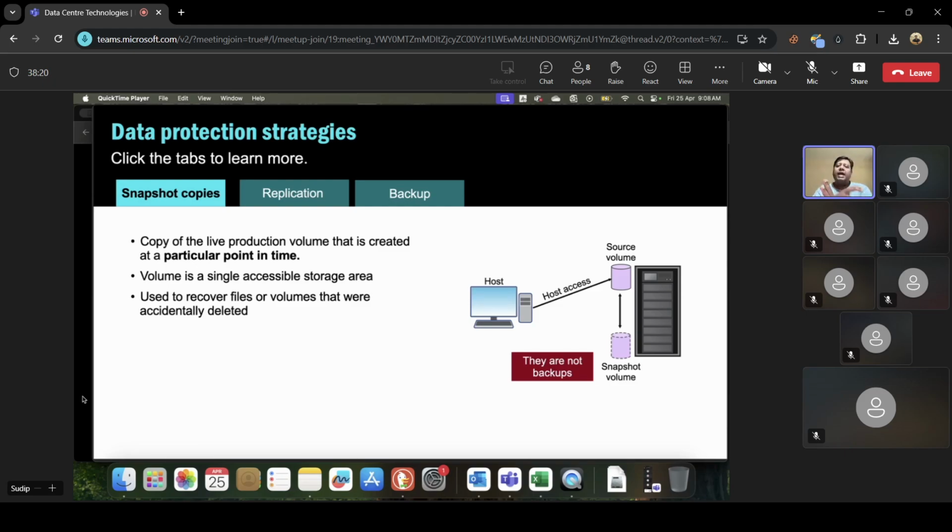Using those old data fragments, you can do things like recover a deleted file or a folder, or recover from some kind of corruption that may have happened, or any other event that may have resulted in accidental data loss. Is this clear? What is a snapshot? There are various technologies available. We'll get into those details later. Any questions on what is a snapshot?